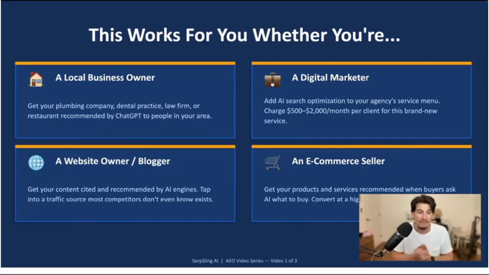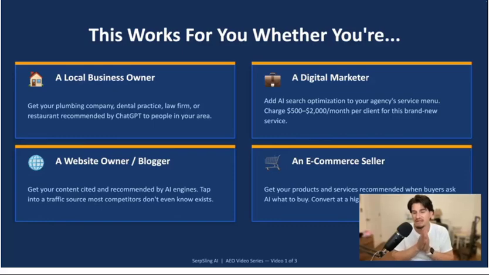Okay, whether you're a website owner or blogger, okay, get your content cited and recommended by AI search engines. Tap into a traffic source most competitors don't even know exists. Okay, so if you are writing product reviews on your blog and you want your product review to be the one that gets recommended, and then your product review has your affiliate links in it, boom, you can be the one capturing that traffic. Okay, and it works perfectly for you.